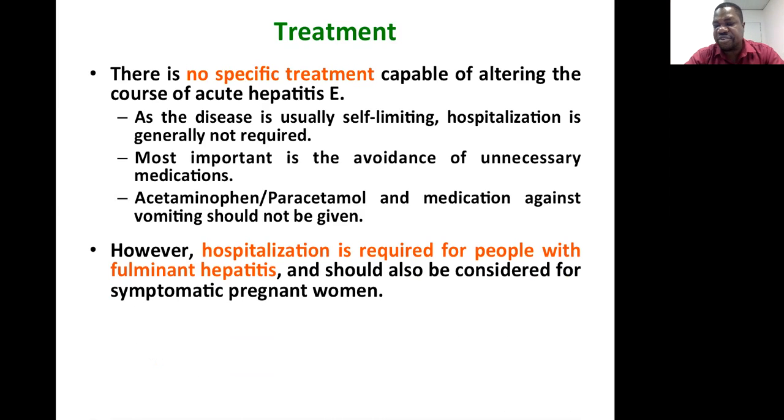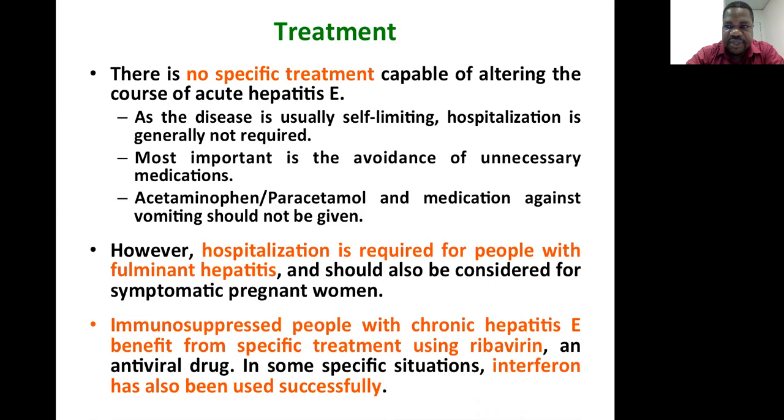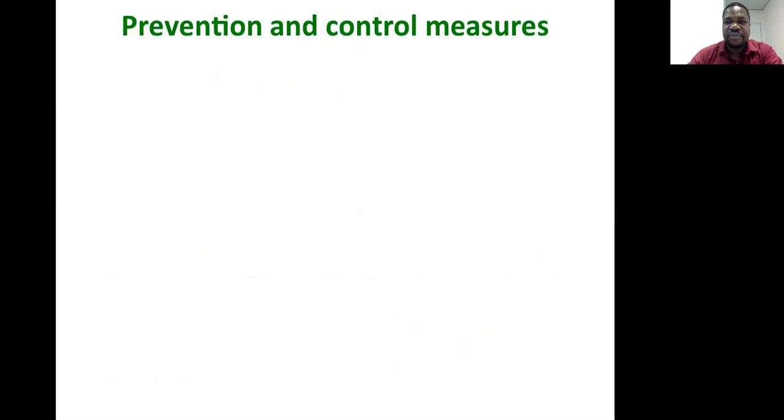However, hospitalization is required for people with fulminant hepatitis and should also be considered for symptomatic pregnant women. Remember, we say that in pregnancy, the condition will be very critical. Immunosuppressed people with chronic hepatitis E will benefit from specific treatment using ribavirin, an antiviral drug. And in some specific situations, interferon can also be used successfully.